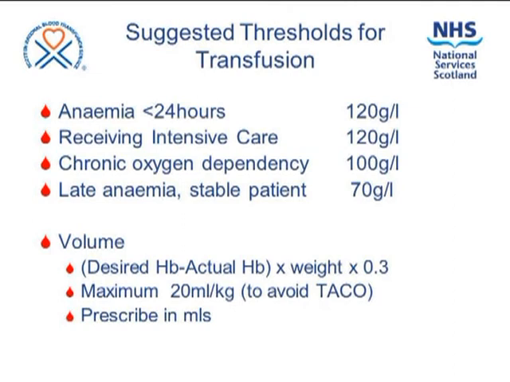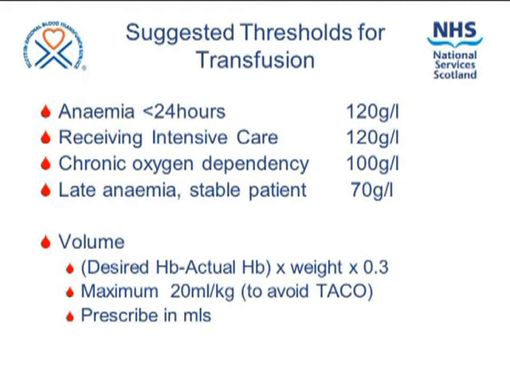Any patient with anemia in the first 24 hours of life or receiving intensive care, 120 grams per litre. Those with chronic oxygen dependency, 100 grams per litre. And late anemia in a stable patient, 70 grams per litre.